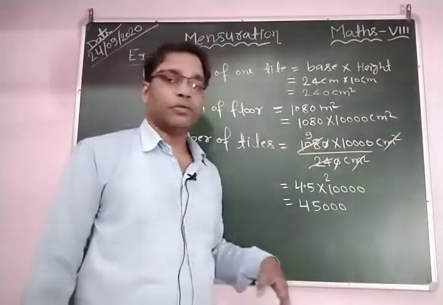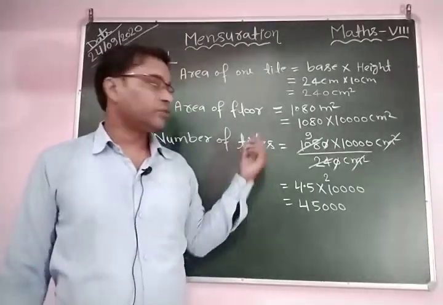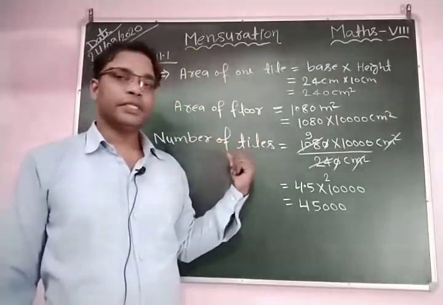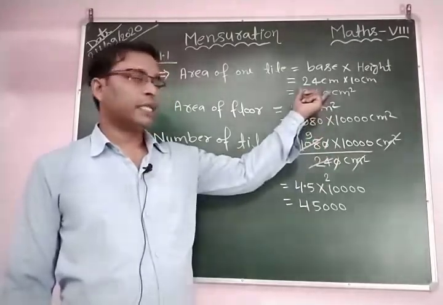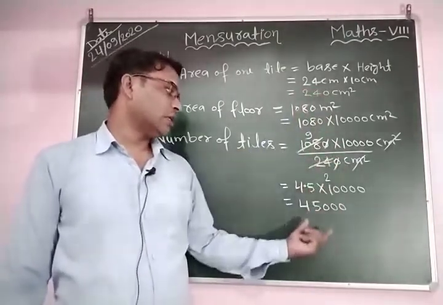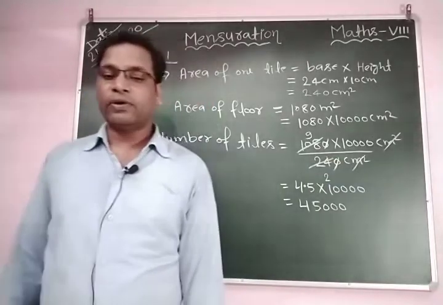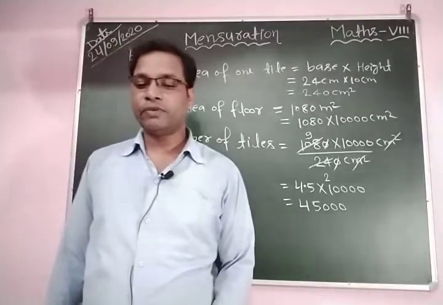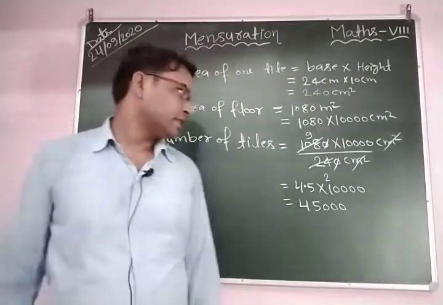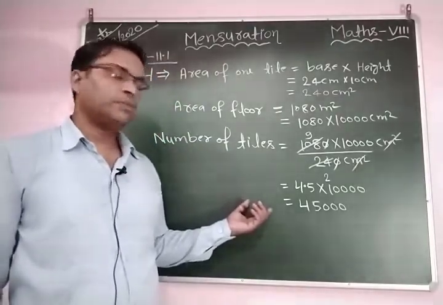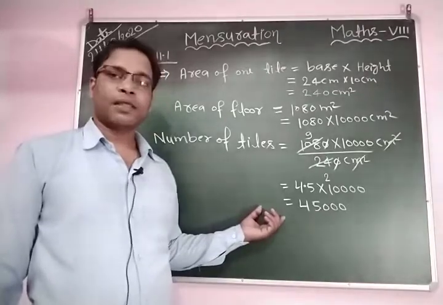Clear? Now you need to find the number of tiles required to cover this area. So the number of tiles is the area of the floor divided by the area of one tile. If you divide it, you obtain 45,000 tiles. So here we find how many tiles are required to cover the floor: 45,000 tiles are required to cover the floor.